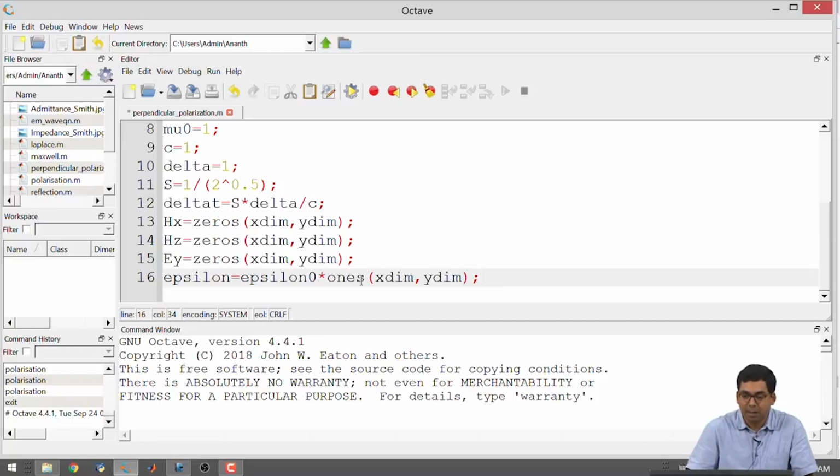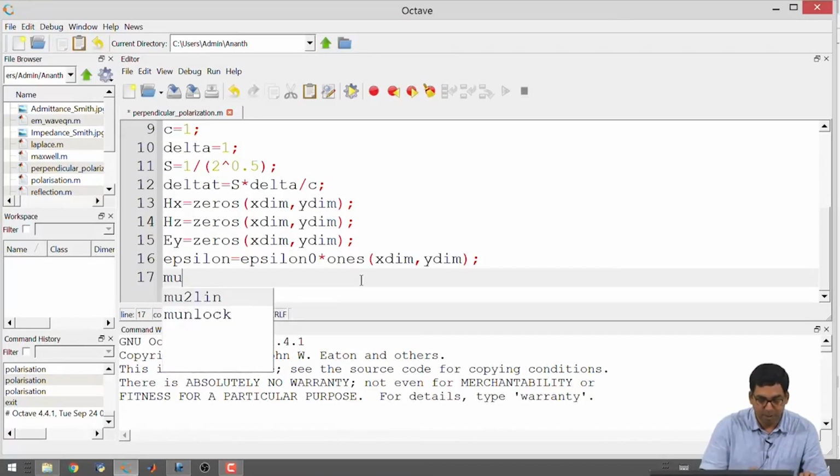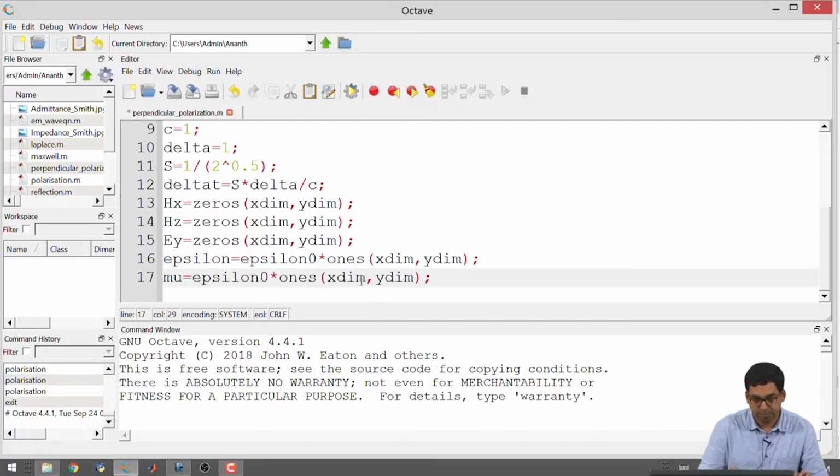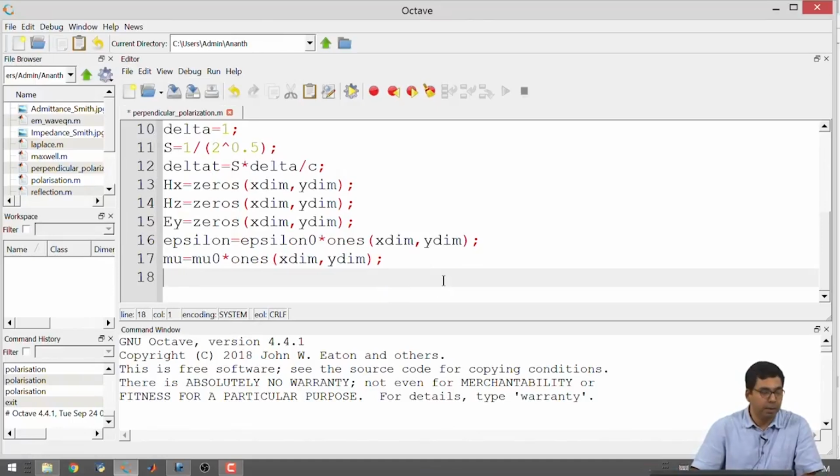Ones actually creates a matrix with dimensions x dim by y dim with all the elements being equal to 1. Remember that you cannot put epsilon equal to 0, because 1 by square root of epsilon naught mu naught is the velocity, it will become infinite and the whole theory will fail. Similarly, you can also have mu is equal to mu naught times ones of x dim comma y dim.